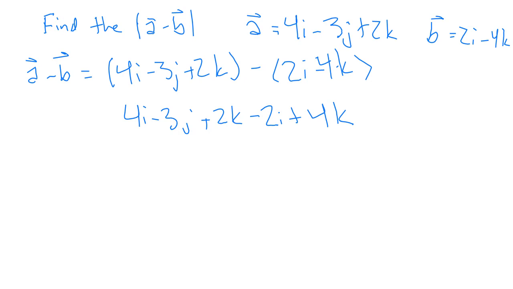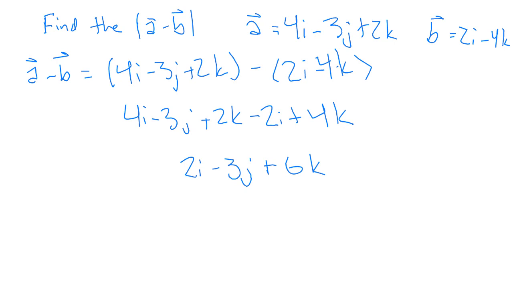Now we just combine our like terms. So we have a 4i and a minus 2i, which gives us a 2i. Our j is just by itself, so minus 3j. And we have a plus 2 and a plus 4k, so 6k. So that is our a minus b.